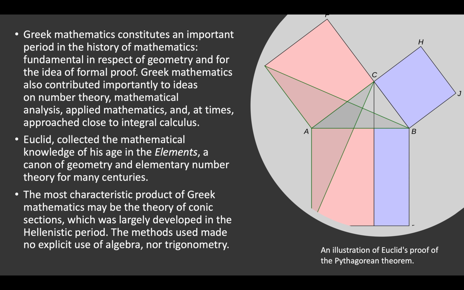The most characteristic product of Greek mathematics may be the theory of conic sections, which was largely developed in the Hellenistic period. The methods used made no explicit use of algebra nor trigonometry. An illustration of Euclid's proof of the Pythagorean theorem is given on the right hand side.